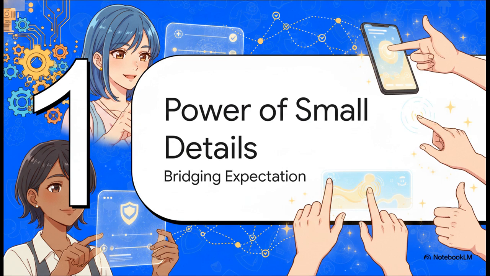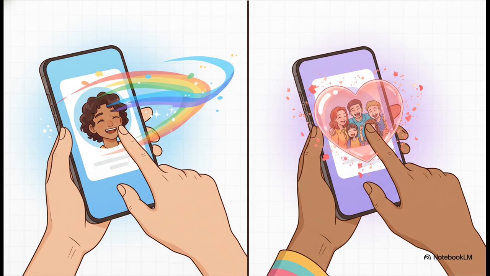Section 1. The power of small details, bridging human expectation and digital reality. You know, in a totally saturated market, user experience is very often your only real differentiator. The difference between an app you absolutely love and one you just tolerate is hidden right there in those invisible functional details.